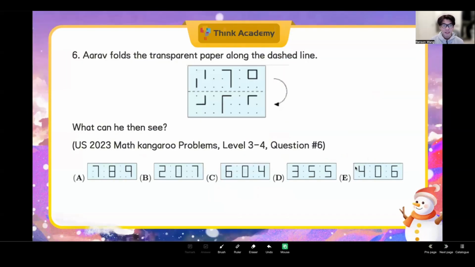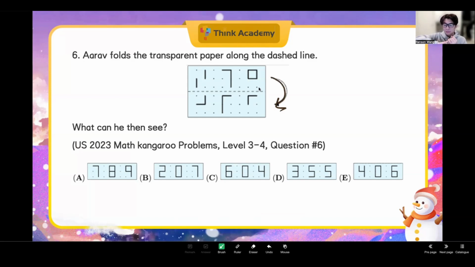Now let's move on to the sixth question. A folds the transparent paper along the dashed line. What can he see? Basically, the paper is transparent, and after he folds, the upper part goes to the lower part. So what he will see is all of the lines overlapping with each other. How is the upper part going to overlap onto the lower part?